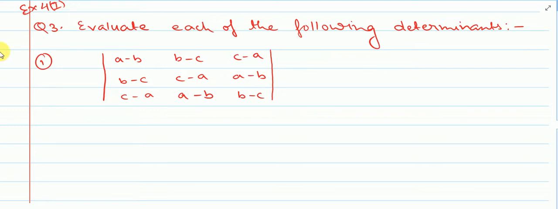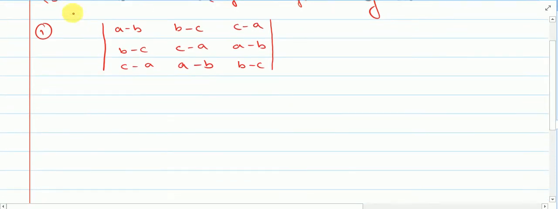Question number 1, here you can see we have got a determinant. We need to find its value, but here we are not going to expand it along any row or column. Firstly we'll try to simplify it using the properties. So here what we can do is, if you observe these elements here, a minus b, b minus c and c minus a.